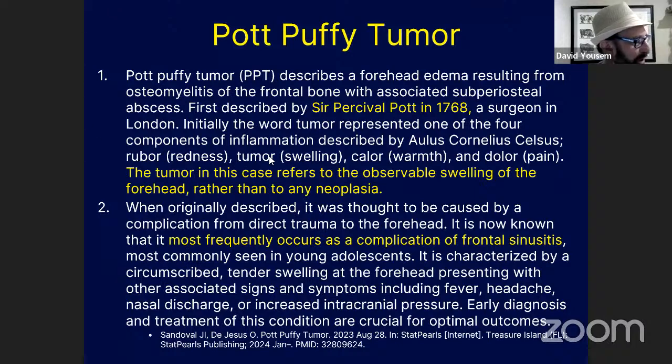So you have rubor, tumor, calor, and dolor. So redness, swelling, warmth, and the tumor in this case is the observable swelling of the forehead rather than any neoplasm, and it's a complication of frontal sinusitis. So pot puffy tumor. We often call it Pott's puffy tumor, but the gentleman's name was Sir Percival Pott.